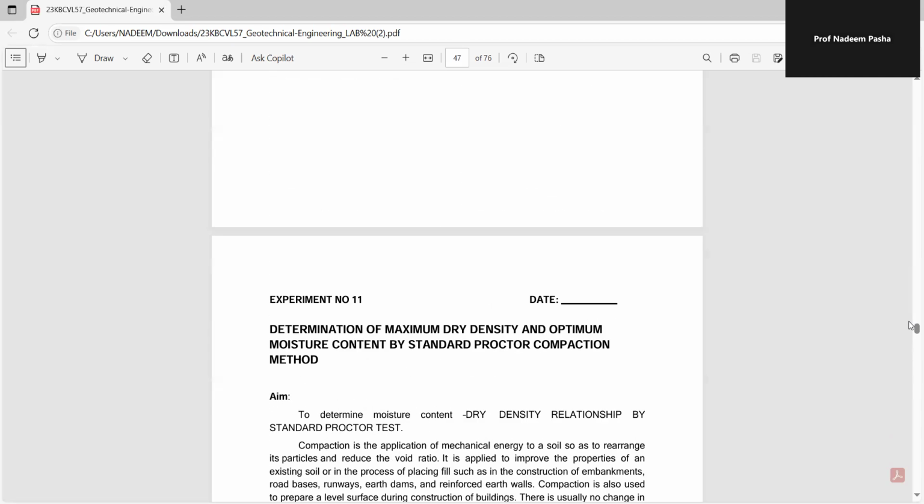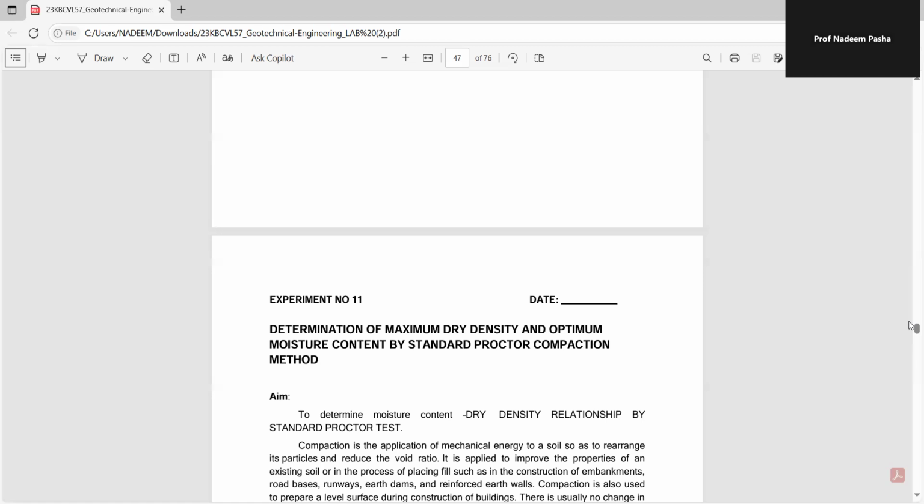So, the aim of this experiment is to determine the moisture content by dry density ratio by the standard Proctor test. Compaction is the application of mechanical energy to a soil so as to rearrange its particles and reduce the voids ratio. It is applied to improve the properties of an existing soil or in the process of placing fields such as in the construction of embankments, road bases, runways, earth dams, and reinforced earthwork. Compaction is also used to prepare a level surface during construction of buildings.